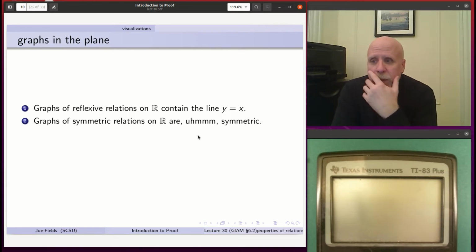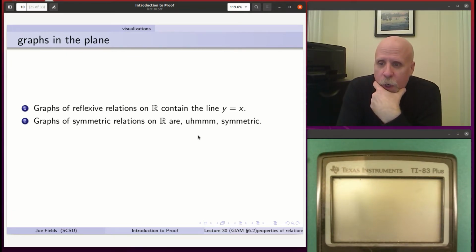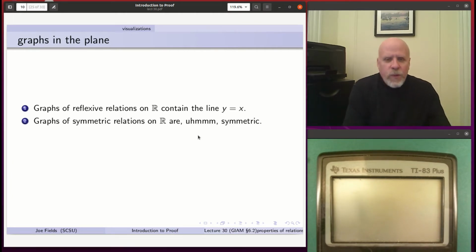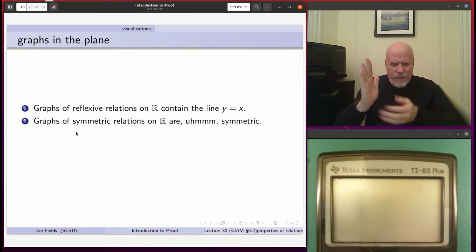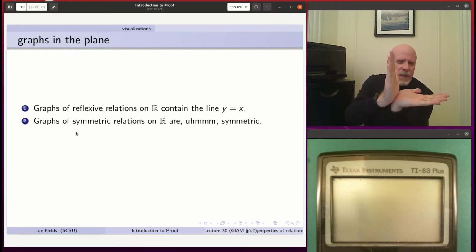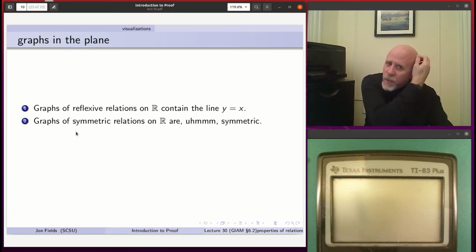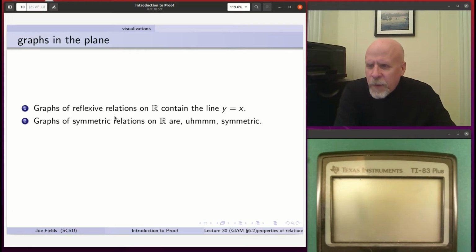Graphs of symmetric relations on R are symmetric. So what sort of symmetry are we talking about? Well, can I kind of visualize it for you this way. If I've got the x and y axes like that, there's a line at 45 degrees, y equals x. Symmetry means across that line. Mirror images in the line y equals x. Maybe I'll do an example of that when we go into Desmos.